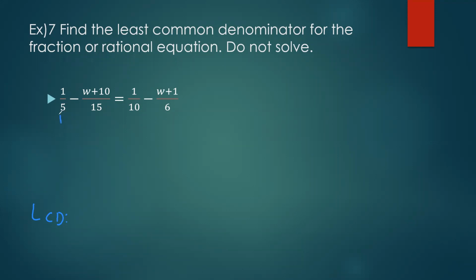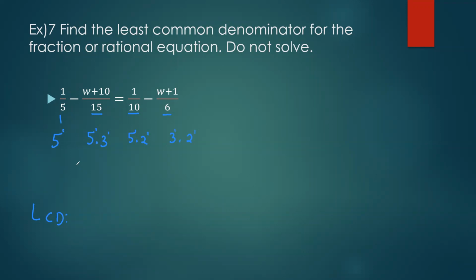So let's look at 5. Is 5 prime? Yes, it can't be broken down. Is 15 prime? No, it's not. It can be broken down as 5 times 3. What about 10? Is 10 prime? No, it can be broken down as 5 times 2. And then what about 6? Is 6 prime? No, it can be broken down as 3 and 2. Okay, so these are all to the power 1. So that's the first step, put it in the most prime form.